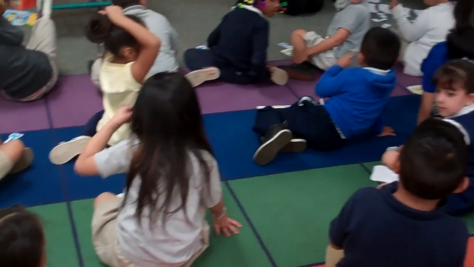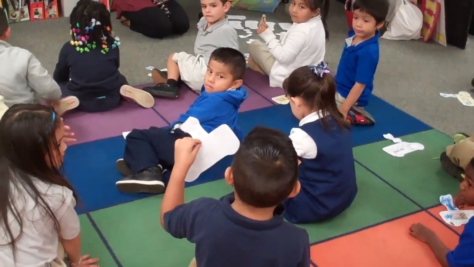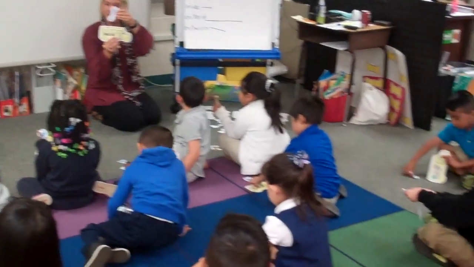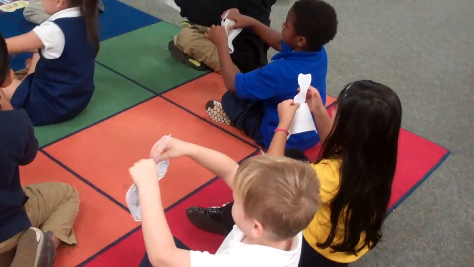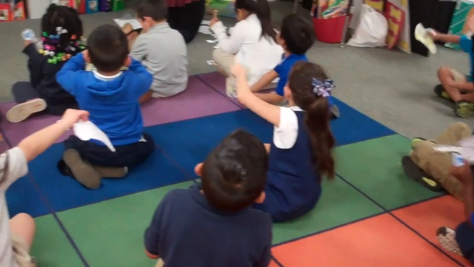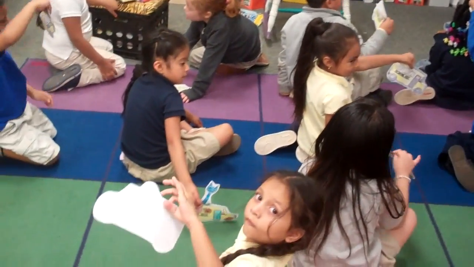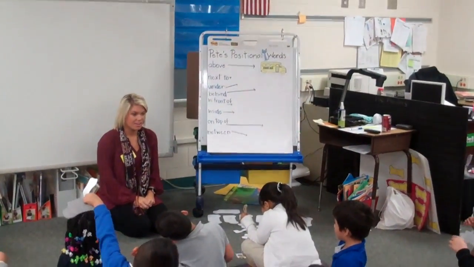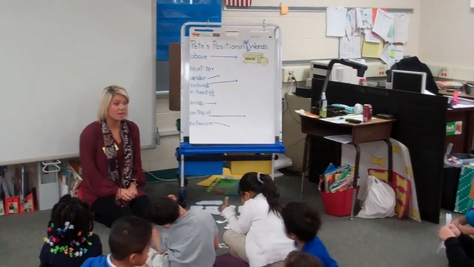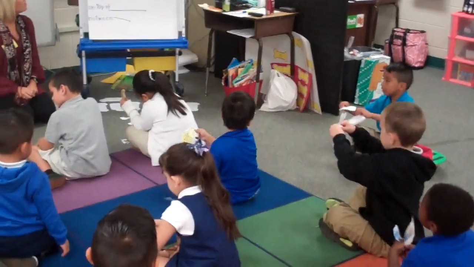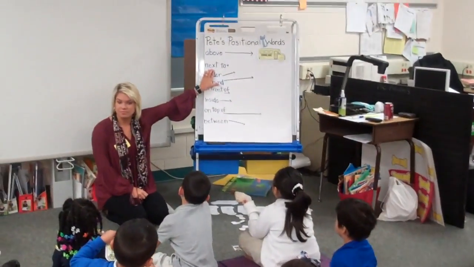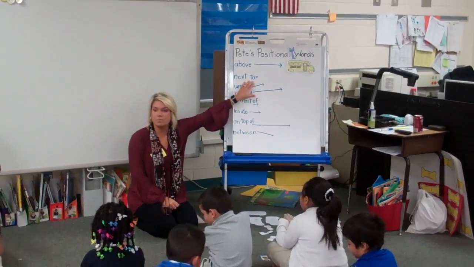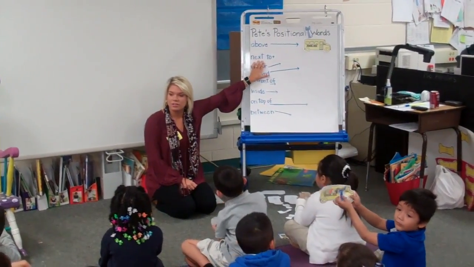Can everybody do what Luis is doing with his? Look, it's above his bus. It looks like this. It's above. Just hanging out. Okay? I'm going to add it to our chart. Here's the bus. There's Pete the cat above. Alright? Good job. Okay, let's move to the next one, okay? This one says next to. Can someone show me with Pete the cat? Next to?